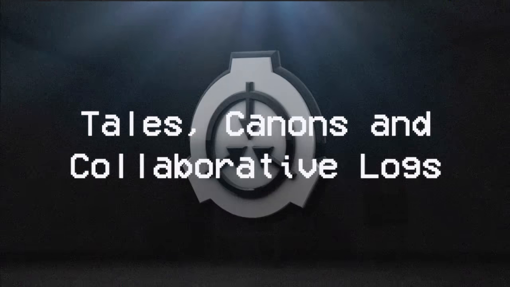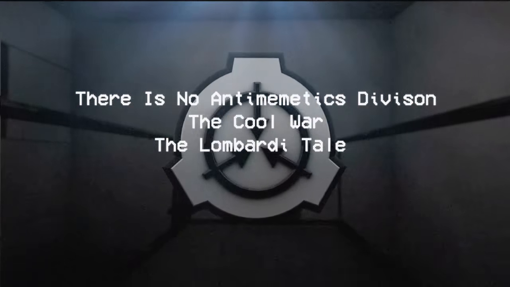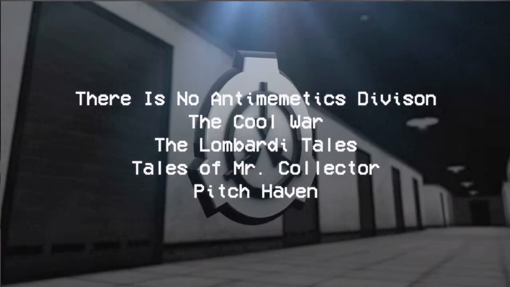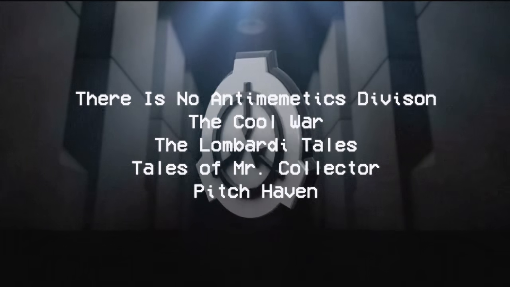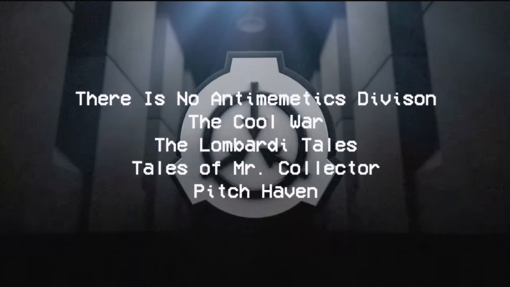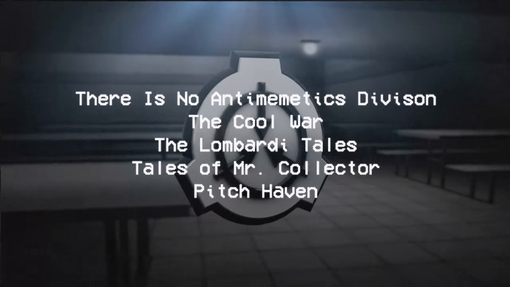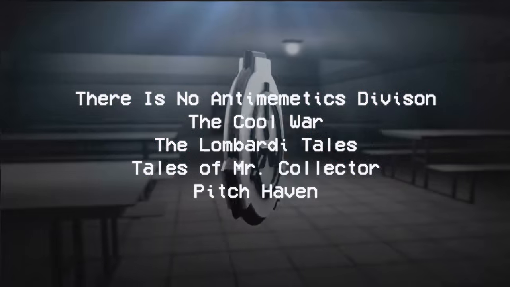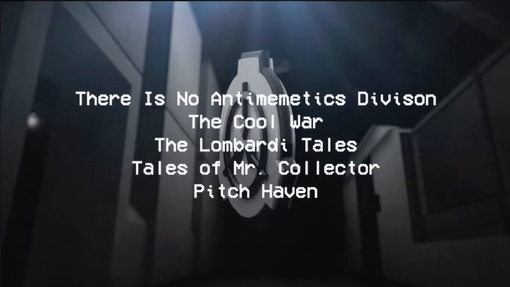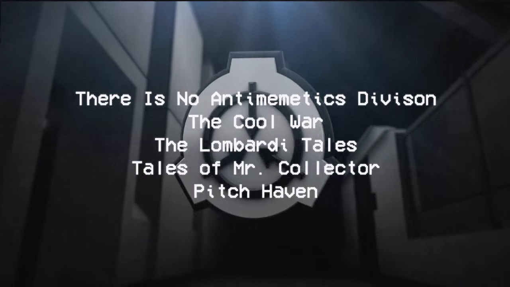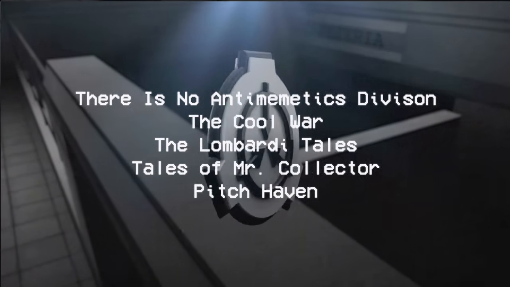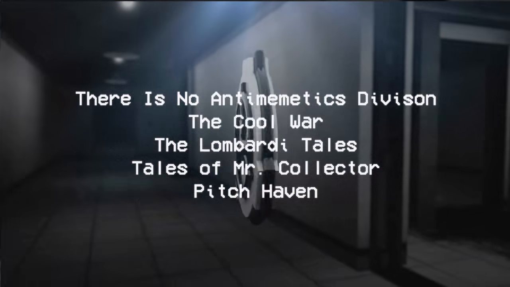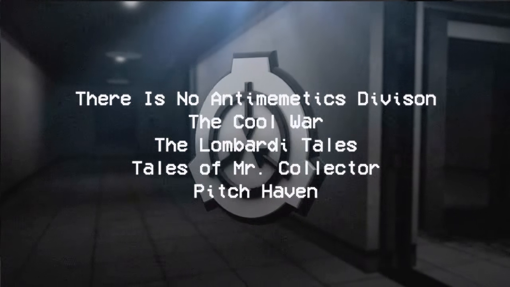Notable series include There Is No Anti-Memetics Division, The Cool War, The Lombardi Tales, Tales of Mr. Collector, and Pitch Haven. You can find Tales in the top-rated Tales archive, as submissions to a themed contest, or by trawling around and finding recommendations. You can also, as we'll soon learn, read the tales in a canon.